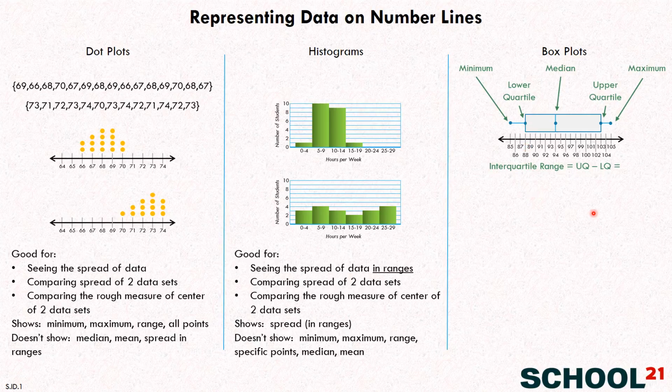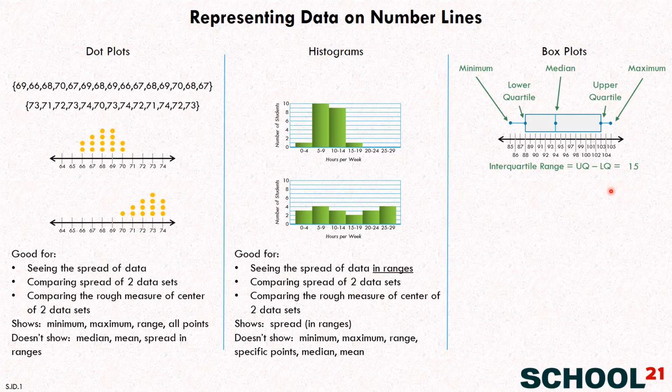So let's calculate that together. What's the upper quartile? The upper quartile is 103. And what's the lower quartile? 88. So can you do mental math? What's 103 minus 88? That might be a little tough. 15. Very good. So our interquartile range is 15.